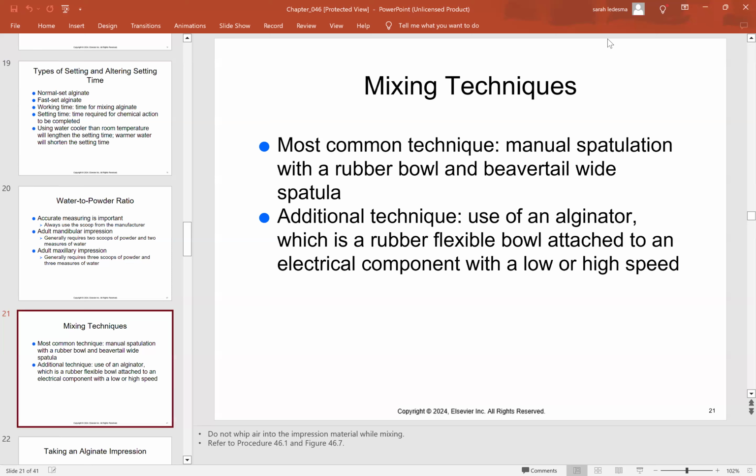The most common technique for mixing alginate is going to be our manual spatulation. We'll use a rubber bowl and a beaver tail wide spatula. We do have the additional technique of the alginator, which is a rubber flexible bowl that's attached to an electronic component with a low or high speed.